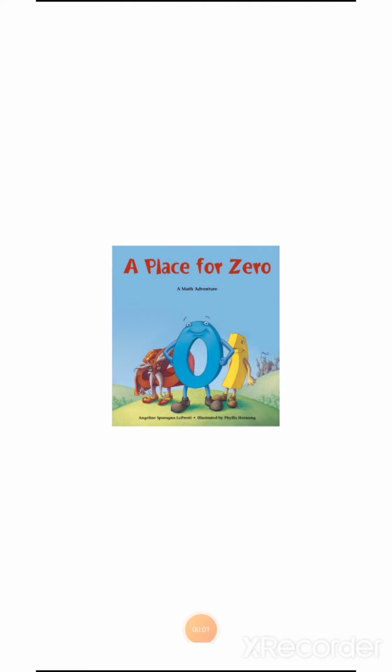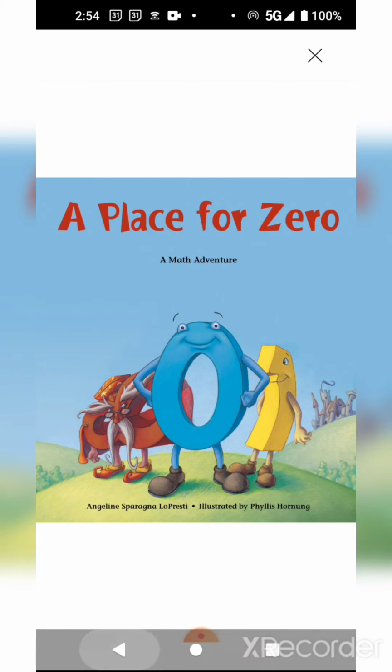This is the book that I'm using for my lesson, A Place for Zero, a math adventure by Angeline Sparagna LoPresti. All right. So this book shows Zero having difficulty fitting in and finding his place, because when the other numbers play add 'em up, he can't play because he can't add any value in the game, because adding 0 to anything doesn't change the number.